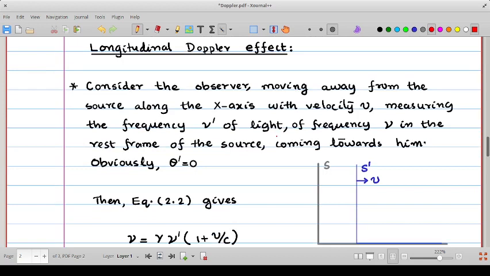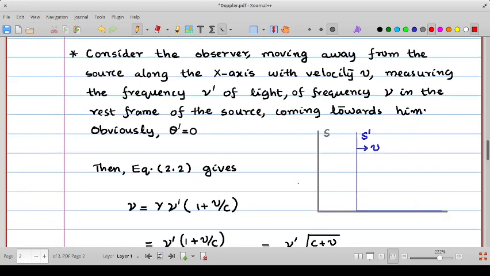For this, we consider an observer moving away from the source of the light with the velocity v along the x-axis. So we have S dash, which is the frame that is fixed to an observer moving with a velocity v along the x-axis with respect to S, which is fixed on the source.